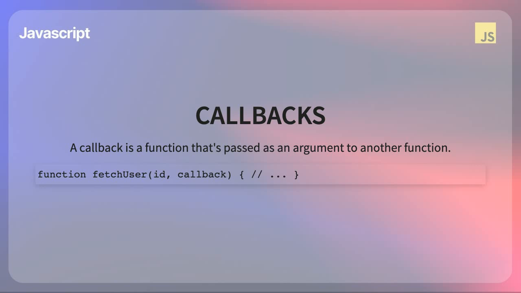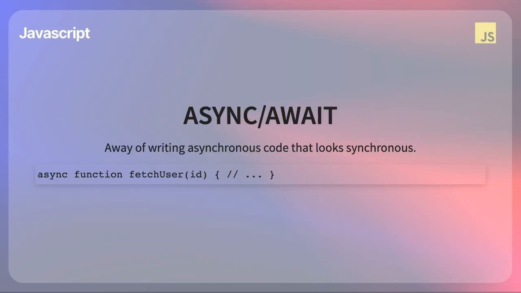A callback is a function that's passed as an argument to another function. It's like a messenger that says, "Hey, I'm done with this task. Here's the result." Now let's talk about async/await.